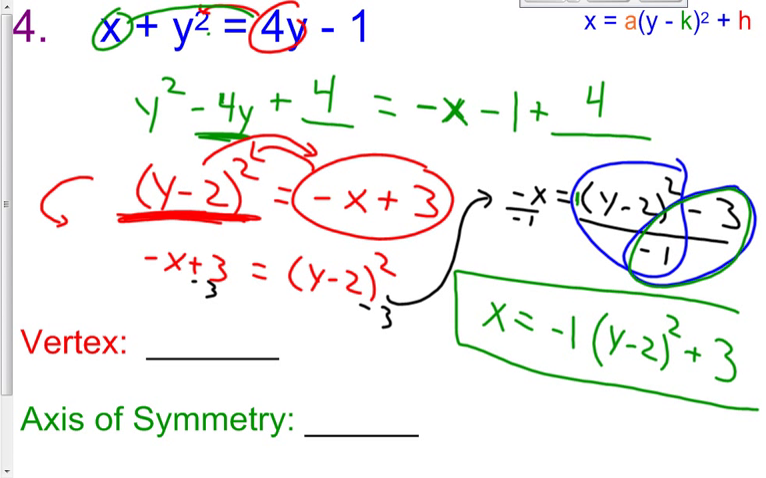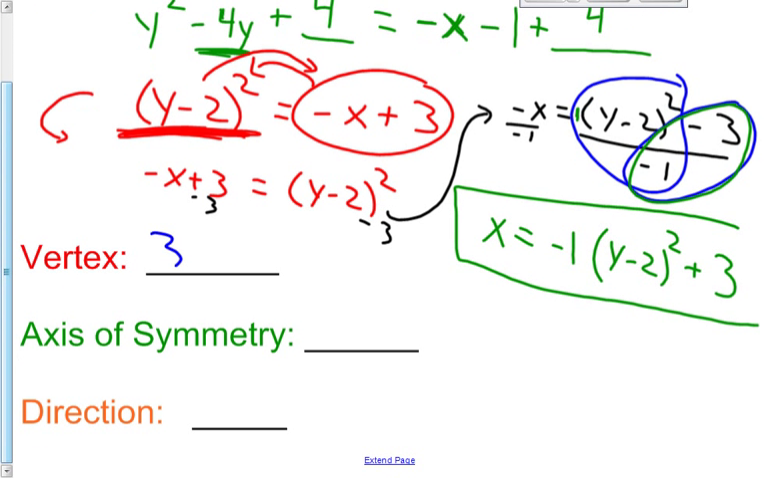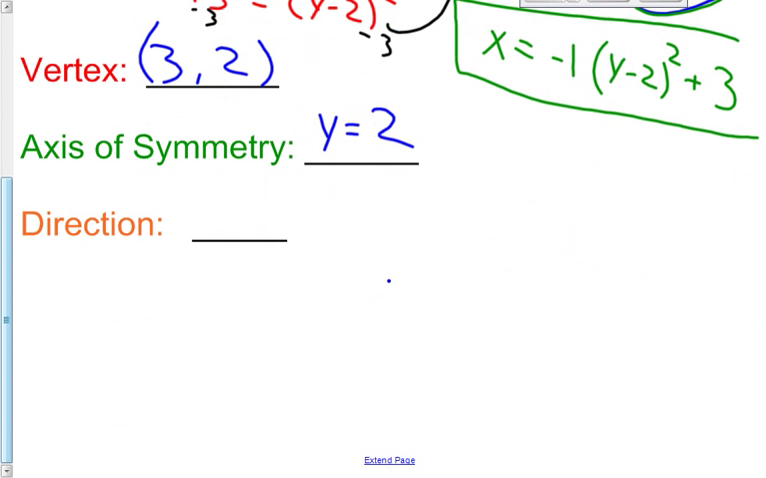From this, my vertex at (h, k) is (3, 2). My axis of symmetry is y equals the y coordinate, so y equals 2. And lastly, what's my direction of opening? My direction is going to be left. Why is it going to be left? Because my a value is a negative 1. If it's less than 0, meaning if it's negative, it opens up to the left.